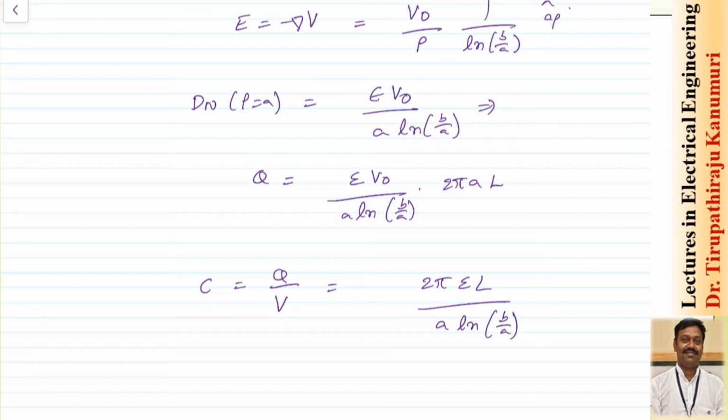So A is also common, right? So A also will cancel here. So if you are dividing with V naught, Q by V naught, this will be the value 2 pi epsilon L divided by ln of B by A, because here the potential difference between two plates is equal to V naught. So this equation is same as what we got while calculating the capacitance of coaxial cylindrical capacitor. So in this way also we can find it.